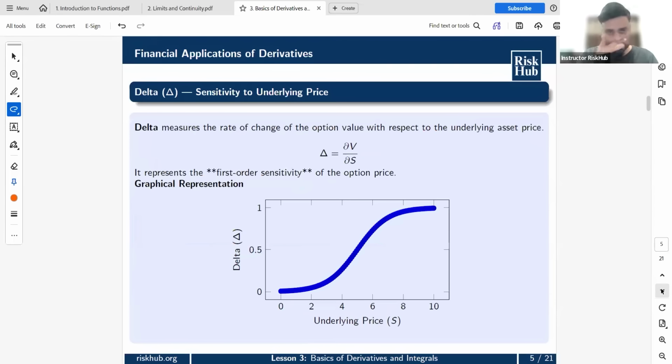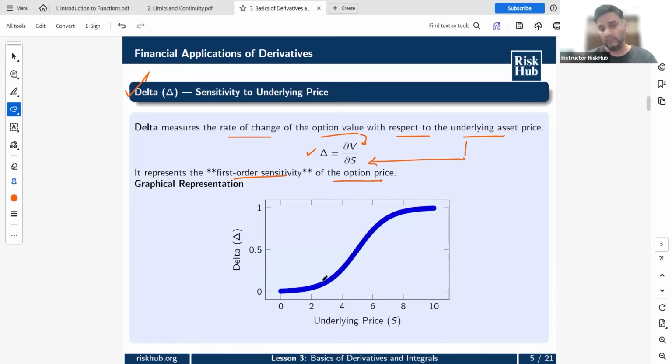Now, when we consider this, delta measures the sensitivity to the underlying price. Delta measures the rate of change of the option value with respect to the underlying price, which we discussed. ΔV is the change in your option value, V is the option value, and the change in underlying asset price is ΔS. It represents the first order sensitivity of the option price.